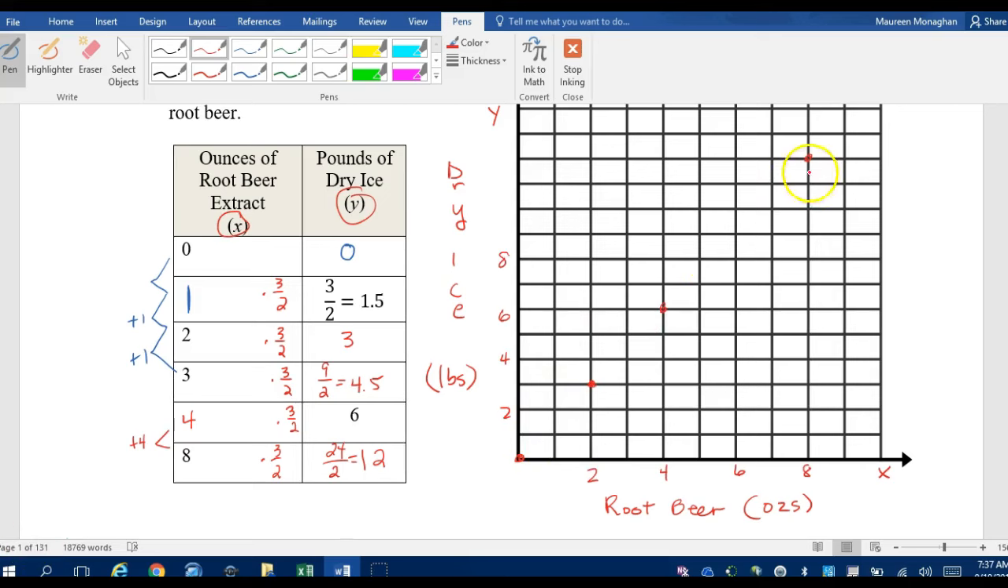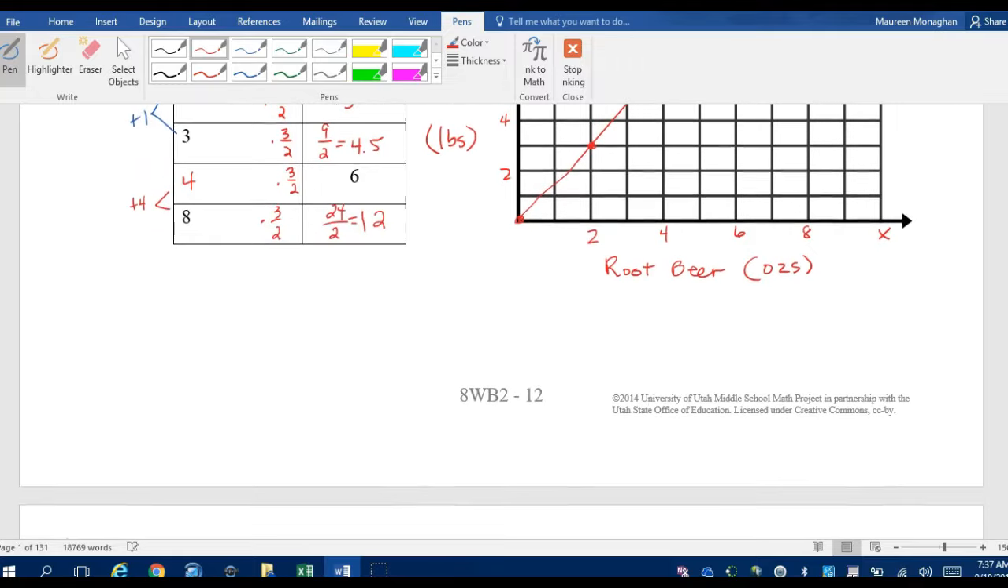Does your graph look like mine? Now we're going to go ahead and connect these. Try to get a nice straight line here. Good. And here's the deal. We get to connect these points because you could maybe have 1.5 ounces of root beer, and then you would need to know how many pounds of dry ice. But on that previous problem, could we connect those points? Could we have 1.5 girls or 2 2/3 boys? No, it would just be the points that we graphed. So this is what your graph looks like.